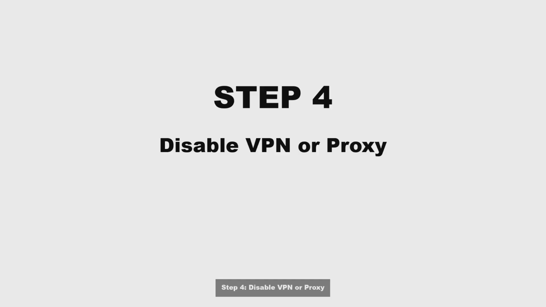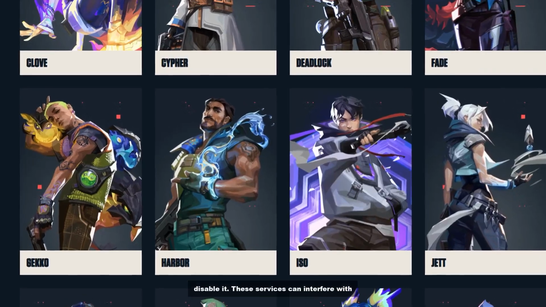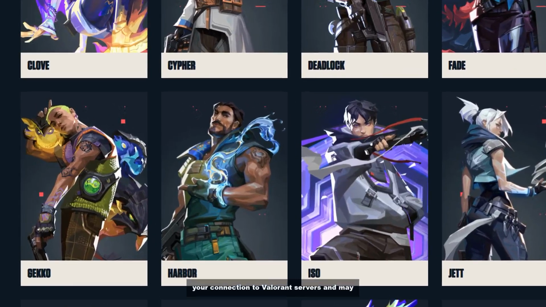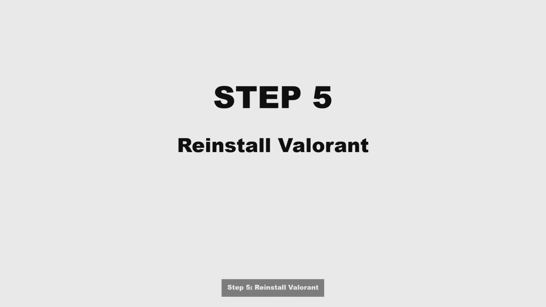Step 4. Disable VPN or proxy. If you are using a VPN or proxy service, disable it. These services can interfere with your connection to Valorant servers and may cause error 2025.